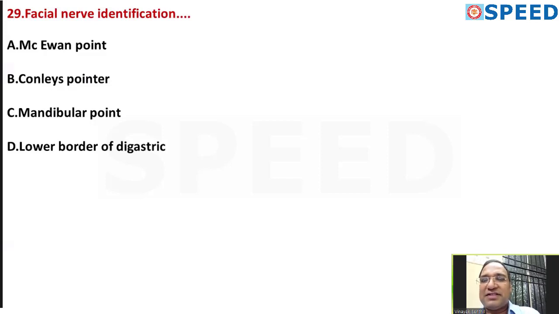So anyway, the answer is straightforward. The answer is option B. Both in the master class and also in Bailey based class, this question is there. It is a tragal pointer. This is approximately 1 centimeter anterior to the tragus, median anterior to tragus. This is the location for facial nerve trunk.